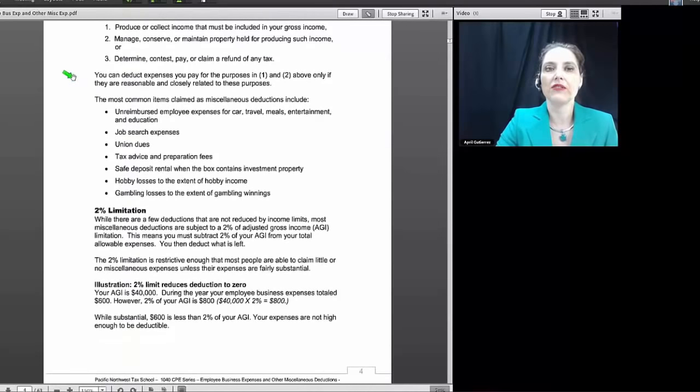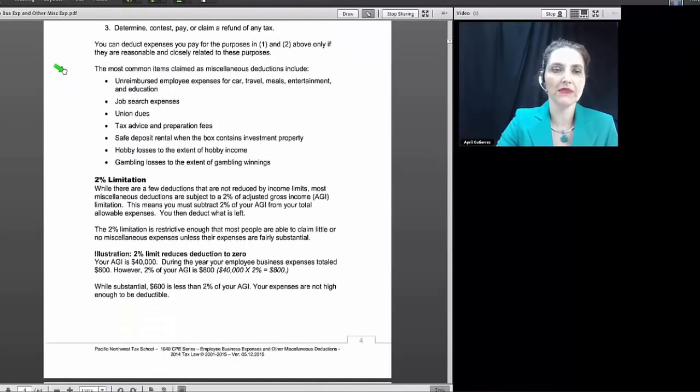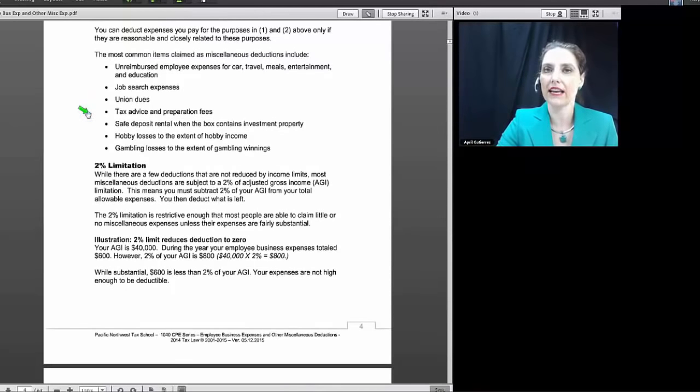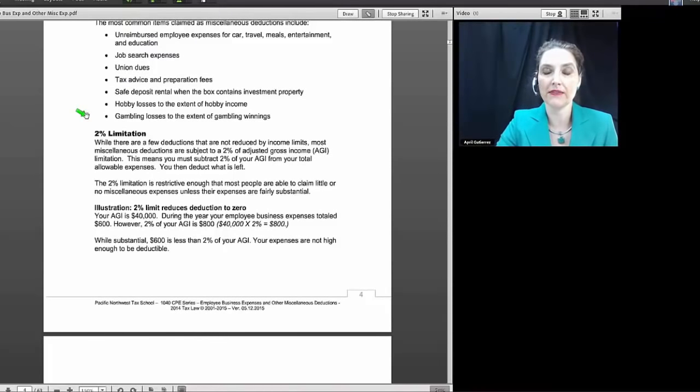You can deduct expenses you pay for most common items that you see here, and these include unreimbursed employee expenses for car, travel, meals, entertainment, and education, job search expenses, union dues, tax advice and preparation fees, safe deposit rental when the box contains investment property, hobby losses to the extent of hobby income, and gambling losses to the extent of gambling winnings. There's actually a lot more things that can be deducted than what you see on this short list. It's just that these are the most common ones.